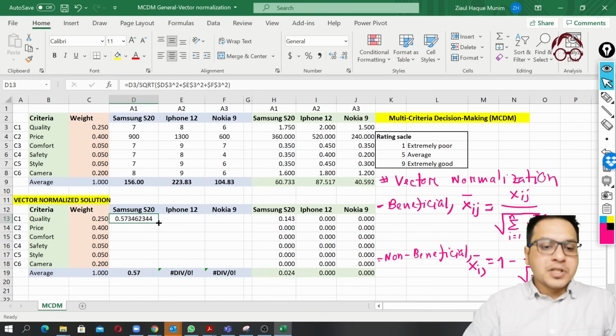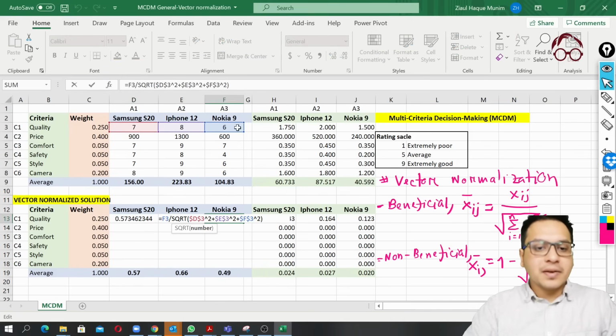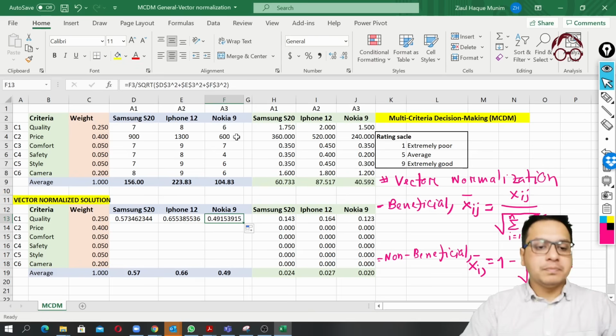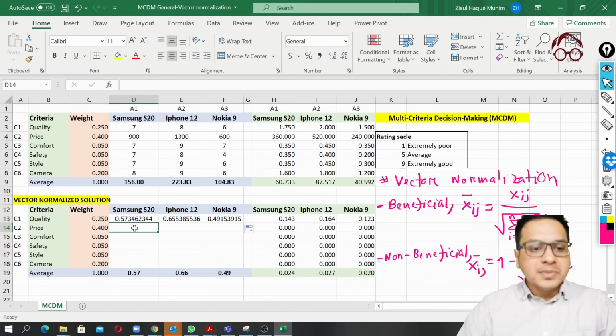Great, and then I'm just going to drag it. Just to double check, if I click here, I see that this value is divided by the square root of the summation of the same three values. Great. Now comes the price.